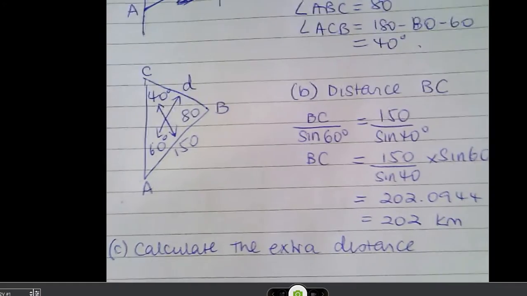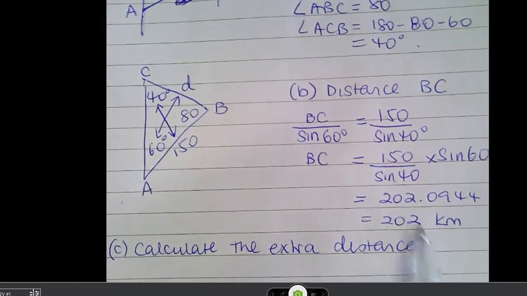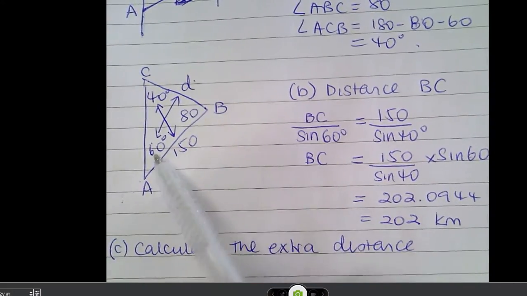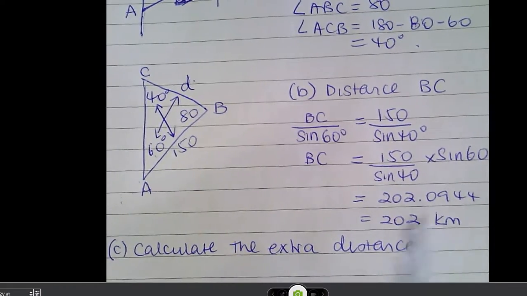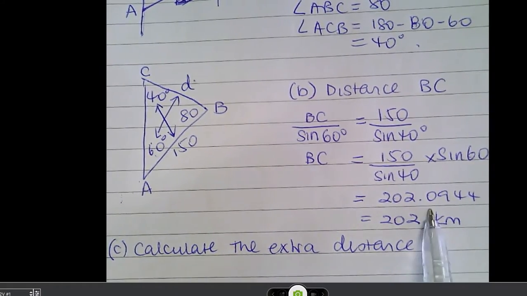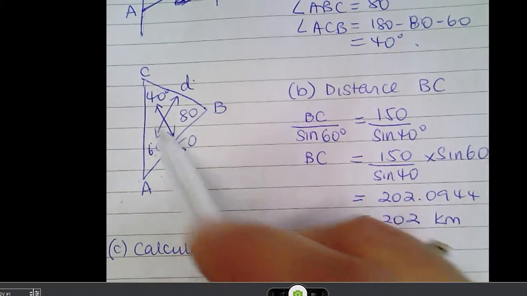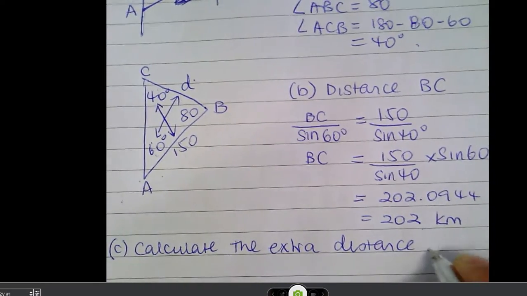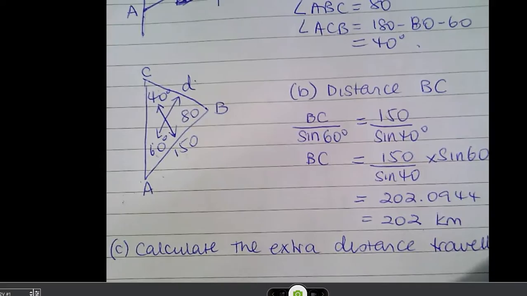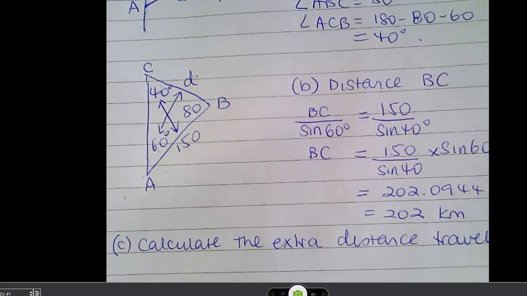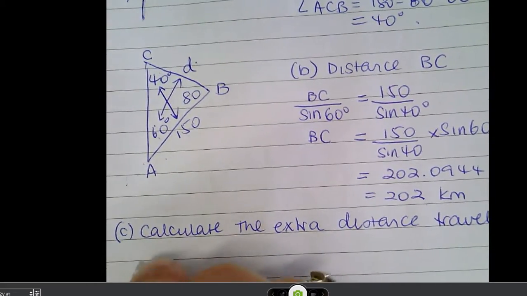Now, when you use sine rule this time, please don't use the D answer with the 60 degrees, because that has been rounded off. That is an approximation. I would use the ones that you definitely know. So calculate the extra distance travelled by going via B. Do you know what I mean? So let's calculate AC first.